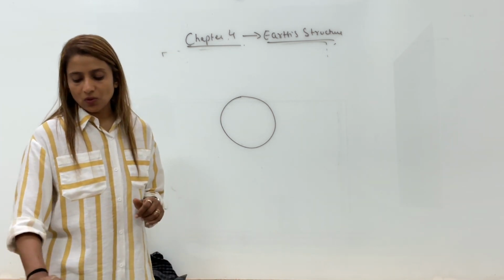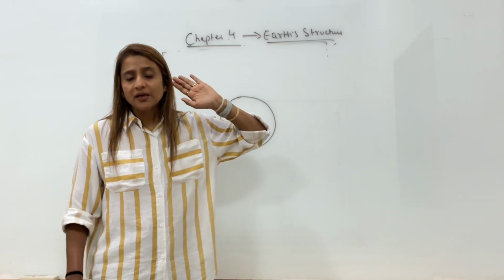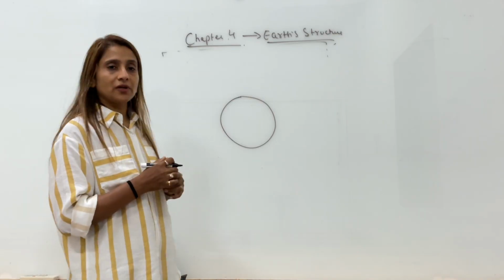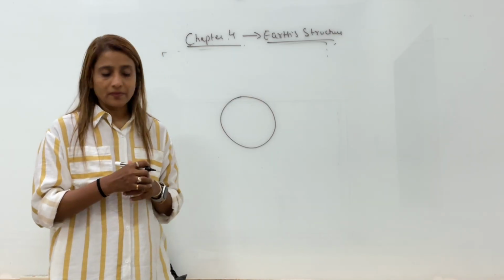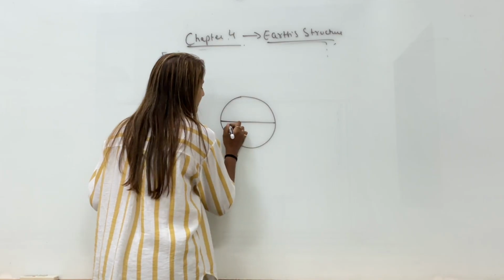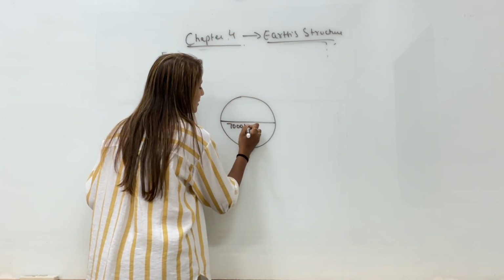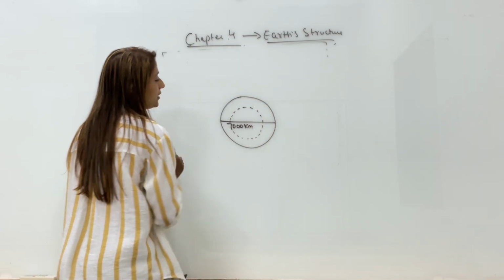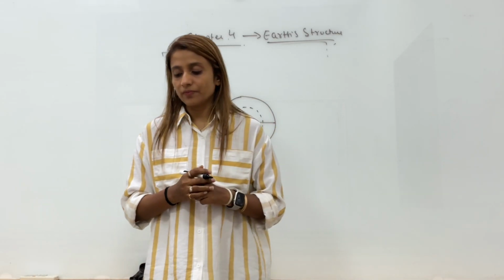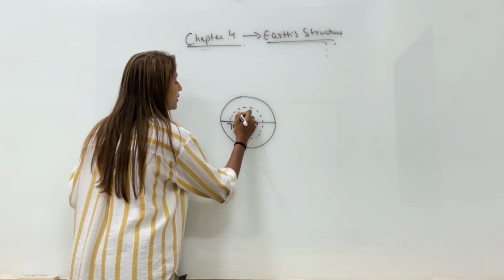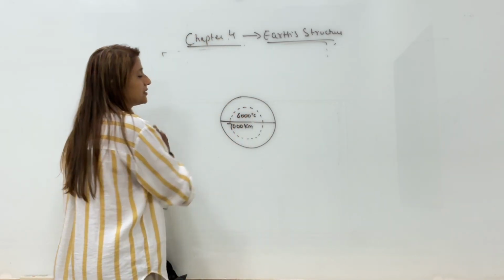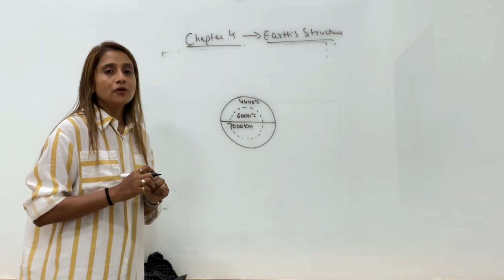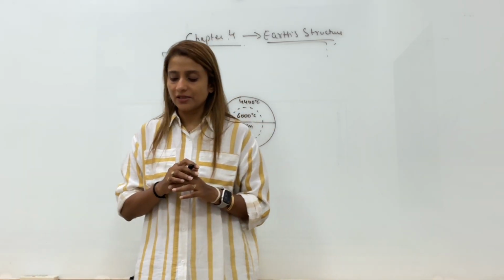It is the most inaccessible part. It is the densest part, in the center of the Earth's interior, and is called the core. The diameter of the core is 7,000 kilometers. Core is divided into 2 parts: inner core and outer core. Inner core has a temperature of around 6,000 degrees Celsius and outer core has a temperature of around 4,400 degrees Celsius.